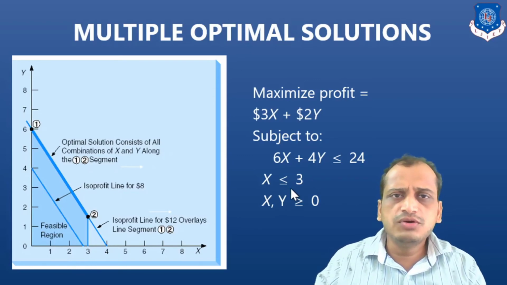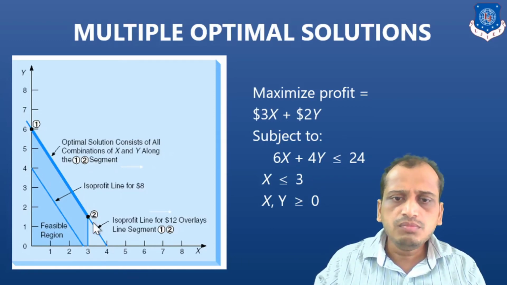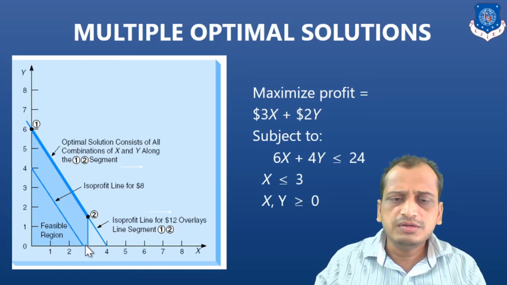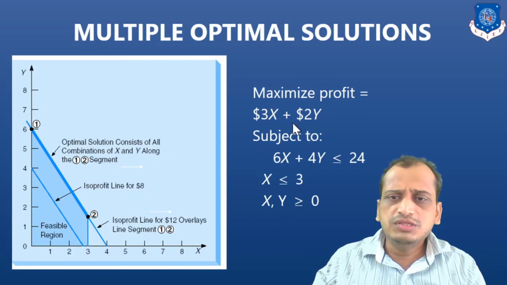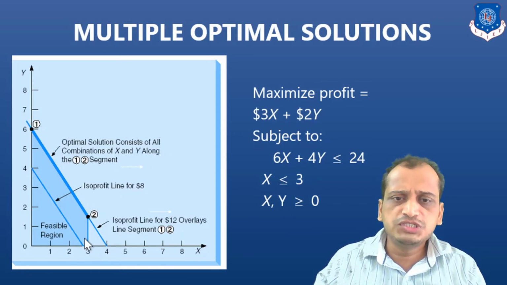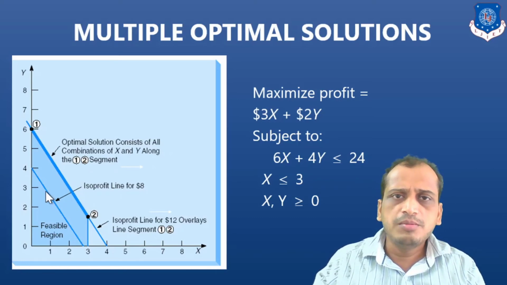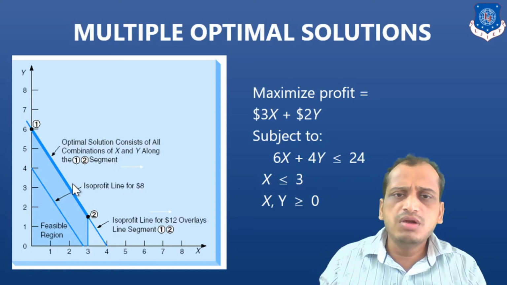Second, x less than equal to 3, which is this line, right? Less than equal to 3 means this, right? And it is towards the origin. Clear? Also, this isoprofit line 3x plus 2y, which is shown here, which is the isoprofit line of $8, is this one. If you see, they are parallel, right? They both are parallel. It means that you will get multiple solutions, right?